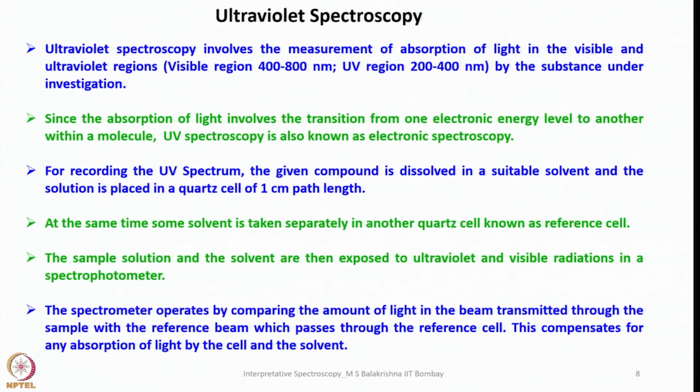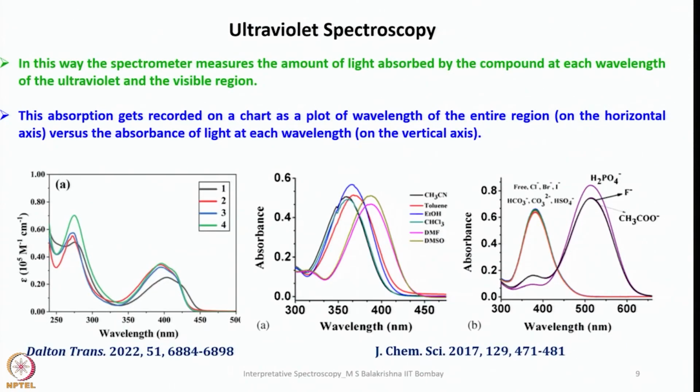The sample solution and the solvent are simultaneously exposed to UV and visible radiation in a spectrophotometer. The spectrophotometer operates by comparing the amount of light in the beam that we supplied transmitted through the sample as well as the reference, and then the light absorbed by the reference is subtracted from the light absorbed by the sample solution to get the actual absorbance by the sample, so that determining the spectrum would be easy. This is how the spectrometer measures the amount of light absorbed by the compound at each wavelength of the UV as well as the visible region.